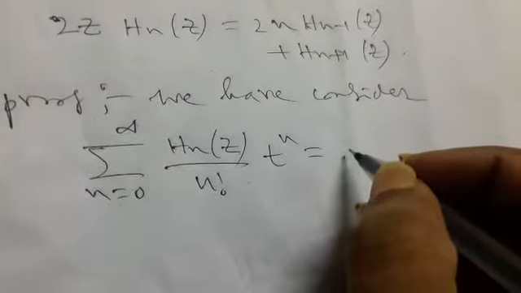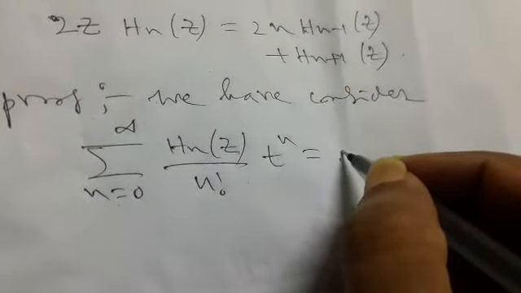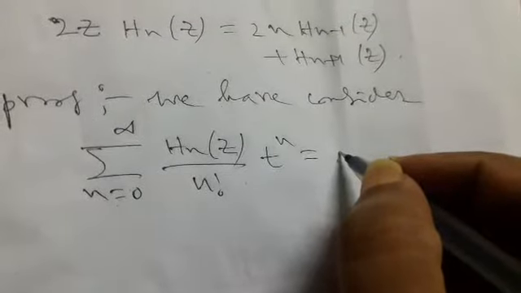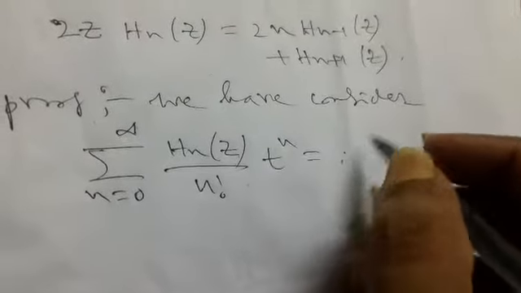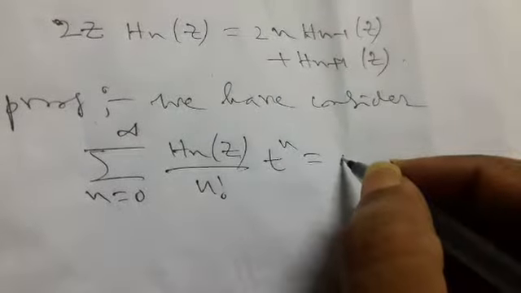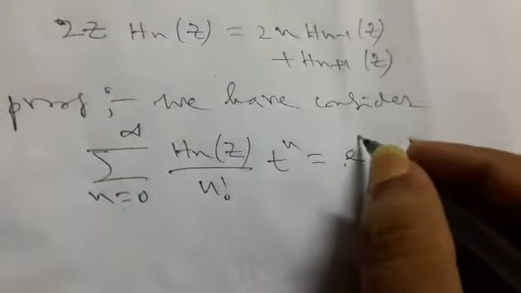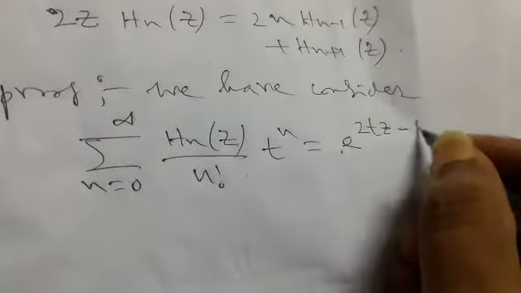Now we have considered the sum of n equals 0 to infinity Hn(z) by n factorial t to the power n. We know the generating function, and we already considered it in my earlier videos. If students are not able to follow my earlier videos, it is e to the power 2tz minus t square.